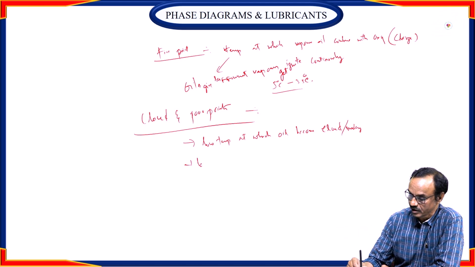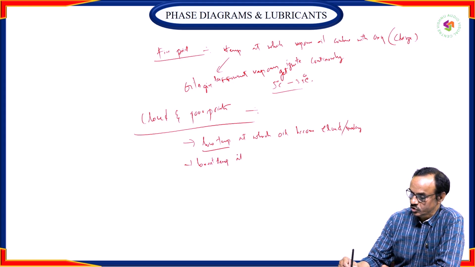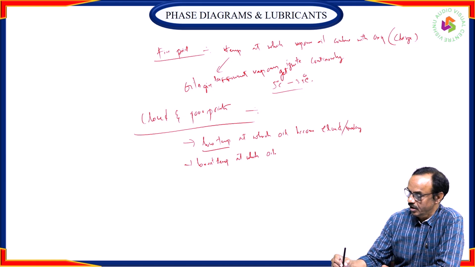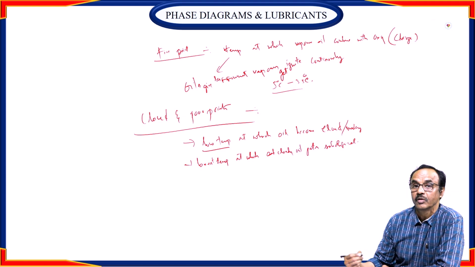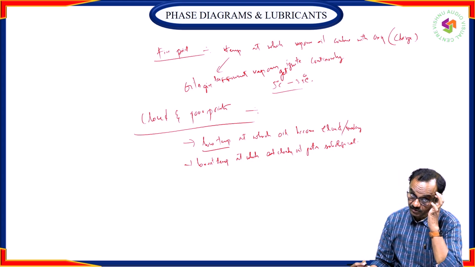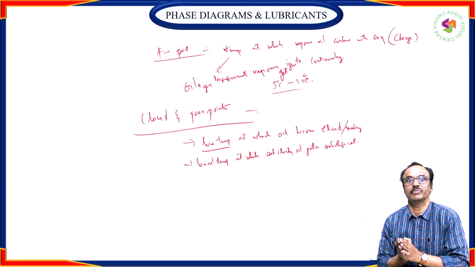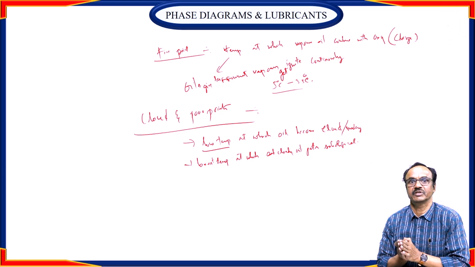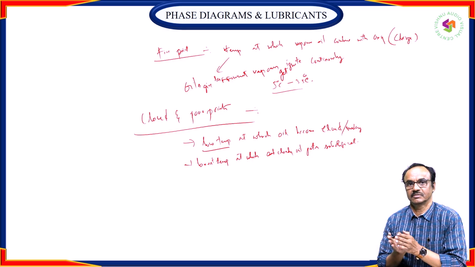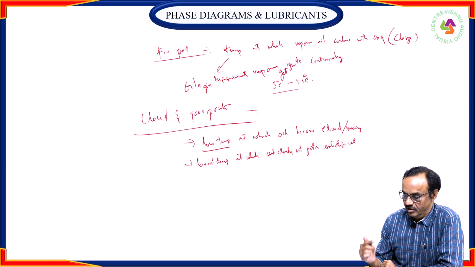Next, pour point is a further lower temperature. It's the lowest temperature at which, after the cloudy stage, the oil gets solidified, freezing, right? Once it solidifies in the machinery, on moving, rotating, sliding surfaces, it will cause jamming of machinery. Machinery does not work. So these are very important.